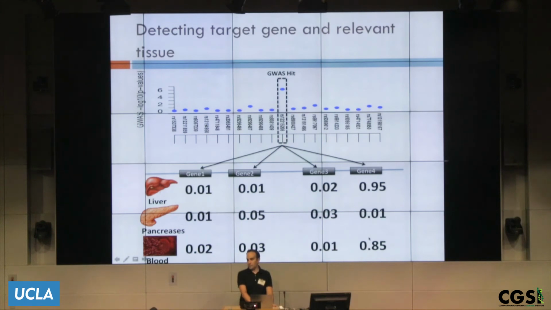What's the mechanism of that SNP? So, for example, does the SNP affect gene 1 in the liver? Is that the mechanism of the SNP? No, right? So you would say that this GWAS SNP appears to act through gene 4 in the liver and the blood. That's the idea. And so how do we do that?